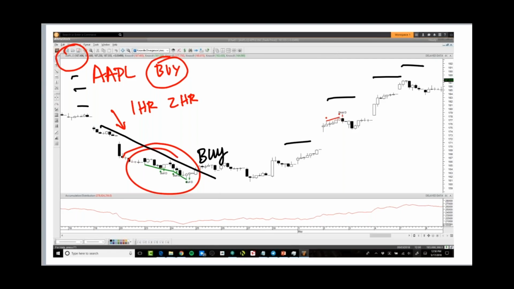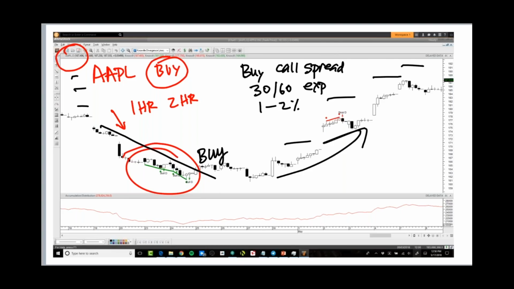Or, what I do, I buy a call spread. I buy a call spread with a 30, 60-day expiration and a strike 1 to 2% higher than where I am now. And then I just let this thing burst to life. If I want to trade options, that's what I do. Sometimes I'll just buy a straight up call, because long-term trend is up, it's a buy. Short-term divergence has appeared, and then I buy it.